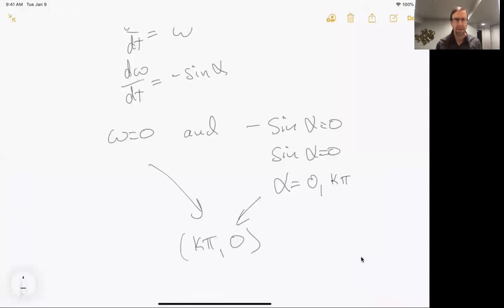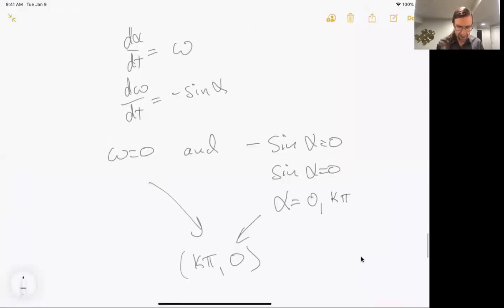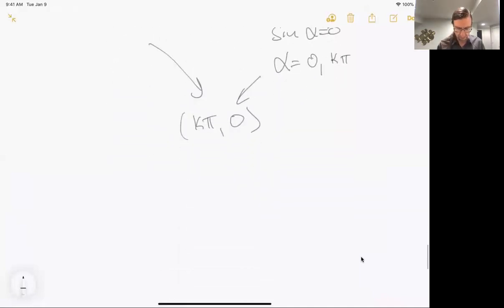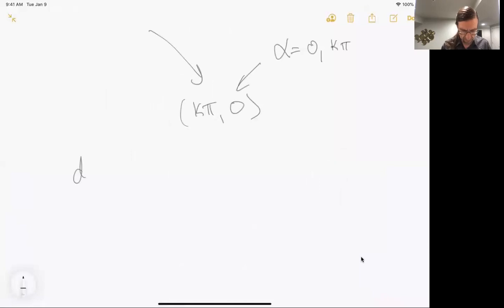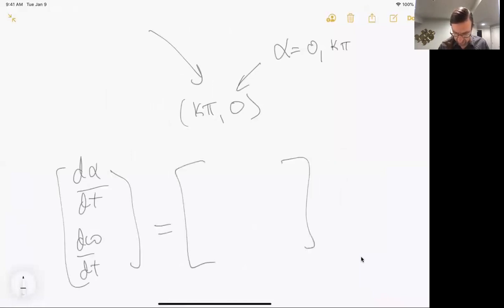All right, now let's linearize our system. We're going to take this system and rewrite it with a matrix of partial derivatives and look at the values of those partial derivatives at each of the equilibrium points. Okay, so here we go. We are doing dα/dt and dω/dt equals this linear system times (α, ω).